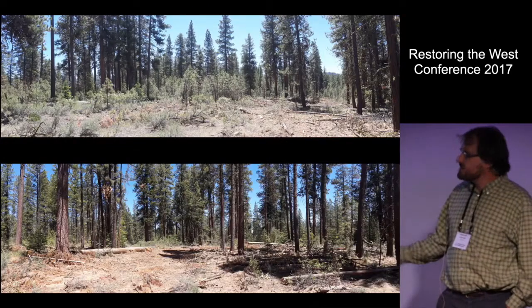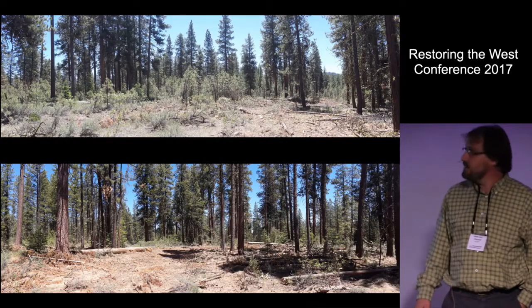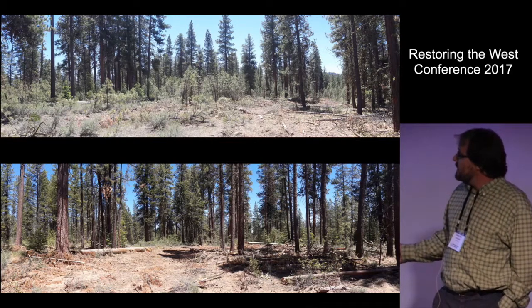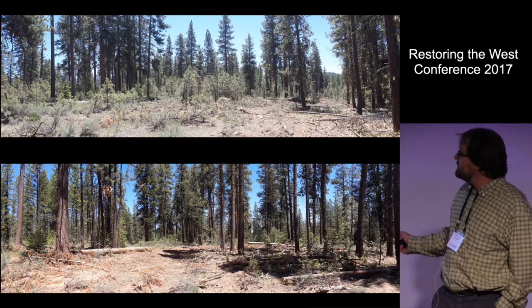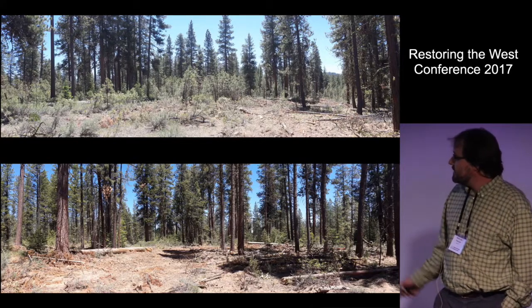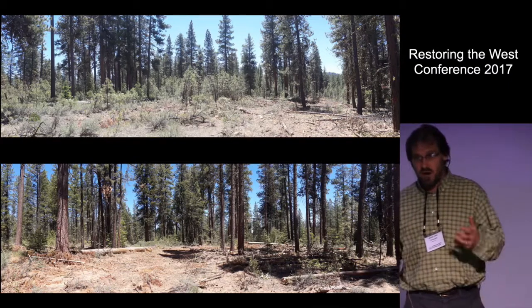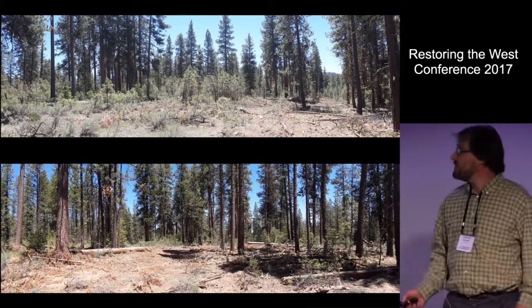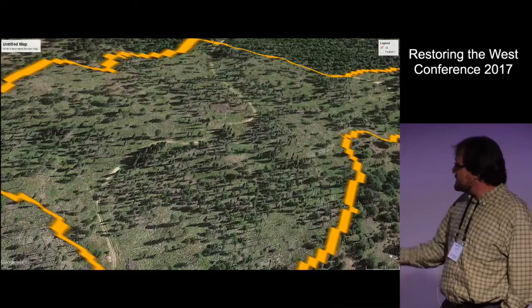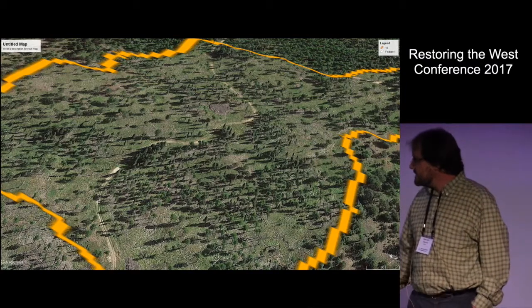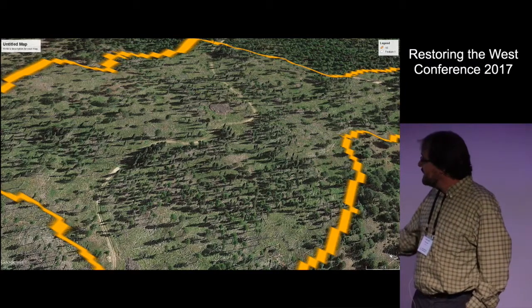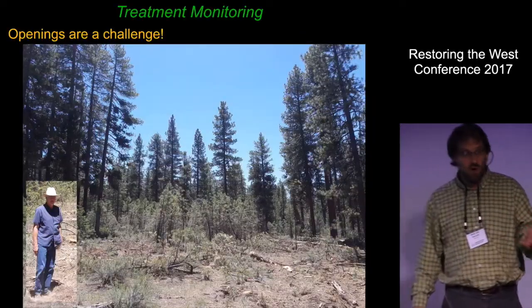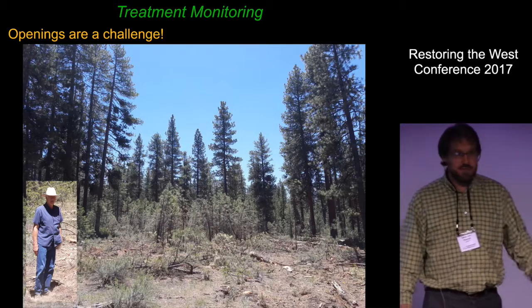And here's just some photos from a recent treatment on the Fremont-Winema National Forest. Really this sharp contrast, some large clumps over here, this opening with a lot of regeneration, some individual trees back here. Some of these treatments are a real contrast, very different than a traditional basal area approach where there's trees everywhere. And here's an aerial view of a different treatment, where you see the clumpy gappiness, but also some real openings. I want to say openings have been one of the most challenging things to get.